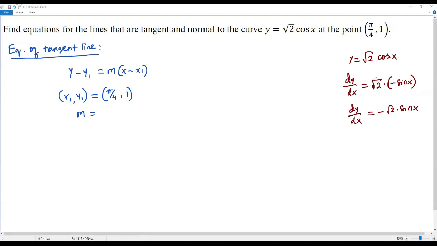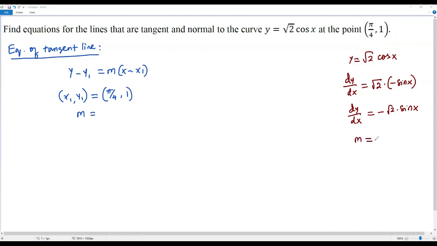Okay, now I got the slope of the tangent line, that is dy over dx, but I have to find the slope at the particular point pi over 4 comma 1. For that, I have to plug this point into the result of dy over dx. When I look at the result, negative square root of 2 times sine x, I find only the variable x, and no variable y. So to get the slope at this point, I have to plug in the x coordinate pi over 4 for x.